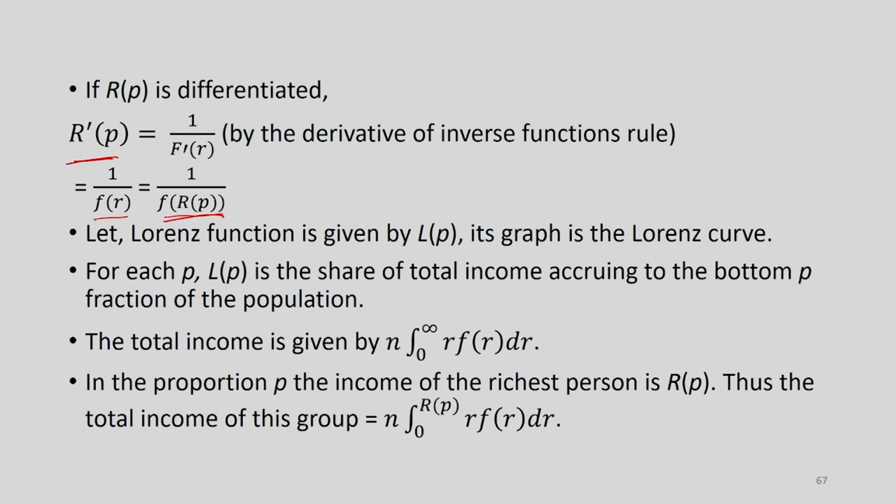Let the Lorenz function be given by L(p). Its graph is the Lorenz curve. For each p, L(p) is the share of the total income accruing to the bottom p fraction of the population. Now, we know that the total income is given by N multiplied by the integral of r f(r) dr, with 0 to infinity as the limits. In the proportion p, the income of the richest person is R(p). Thus, the total income of this group is given by N multiplied by the integral from 0 to R(p) of r f(r) dr.